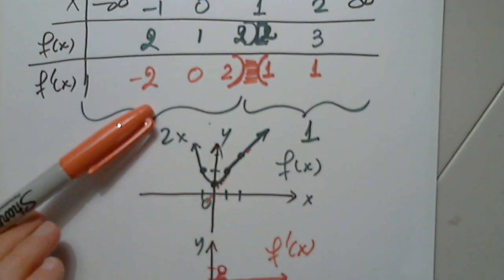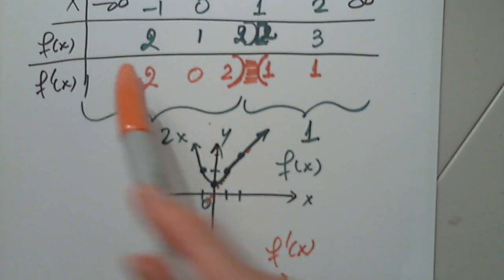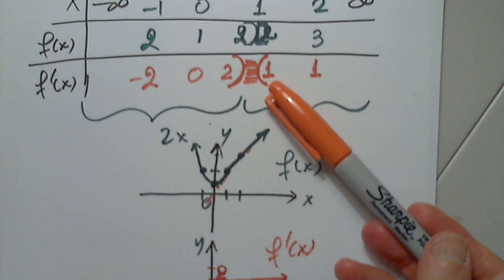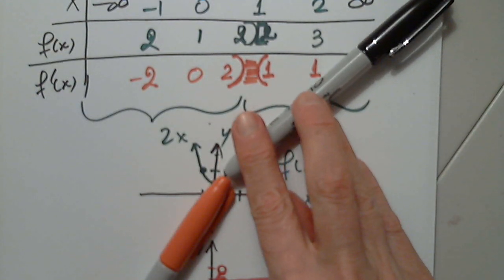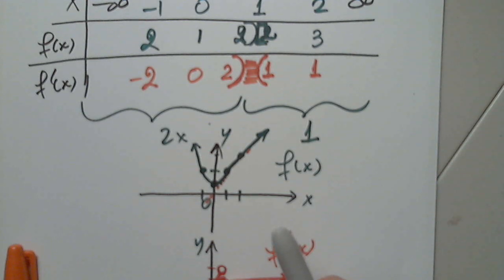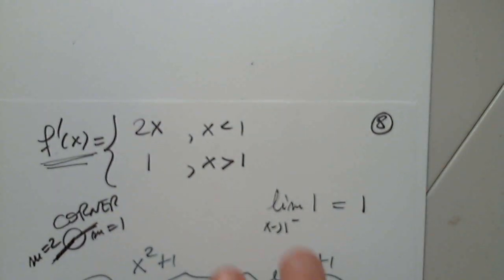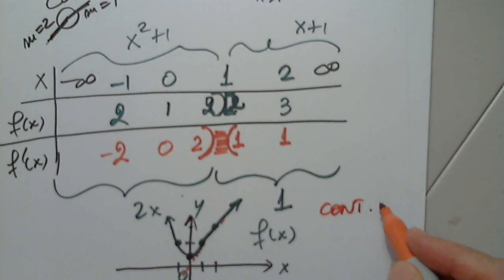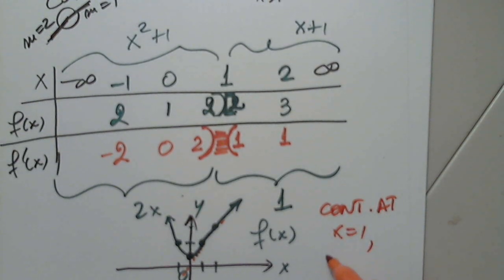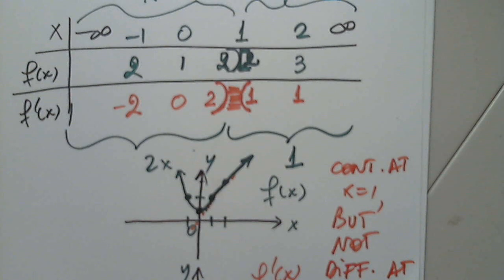Why? How do I know? Because the slope of the tangent from the left is 2, the slope of the tangent from the right is 1, which means right here, this is 2, and this is 1. Therefore, the derivative has a jump. It's not defined there at all. So that's why I cannot go back and put the equal symbol here. And I will say: continuous at x equals 1, but not differentiable at x equals 1. Corner.